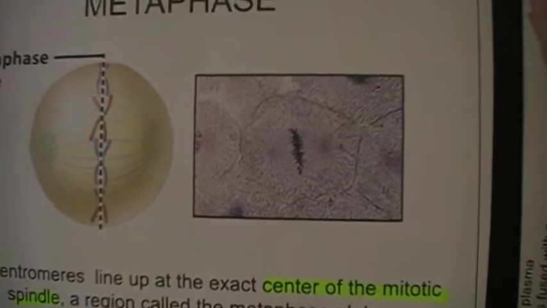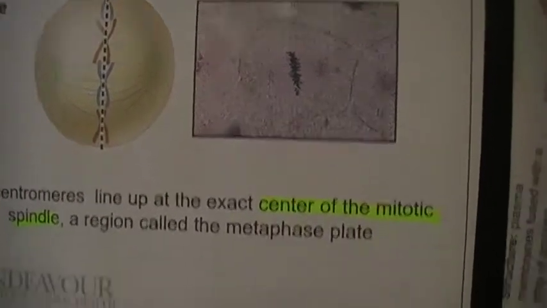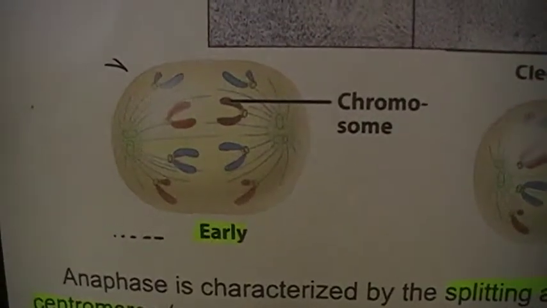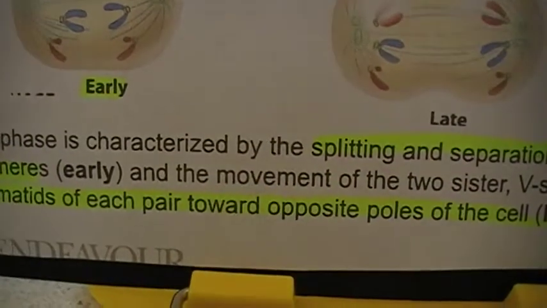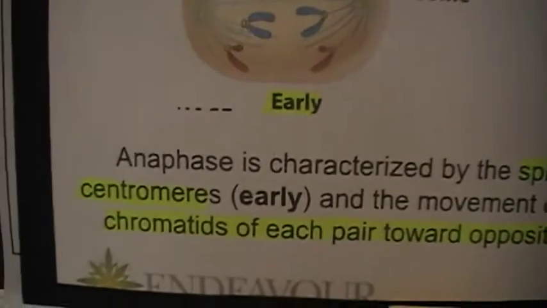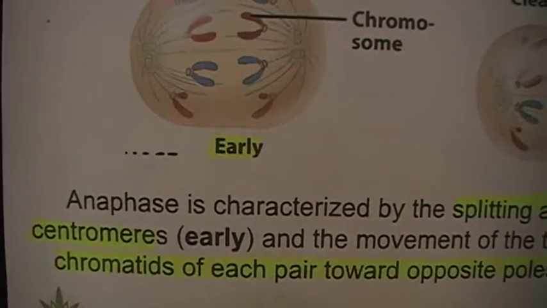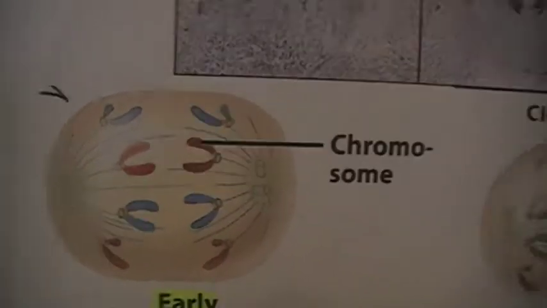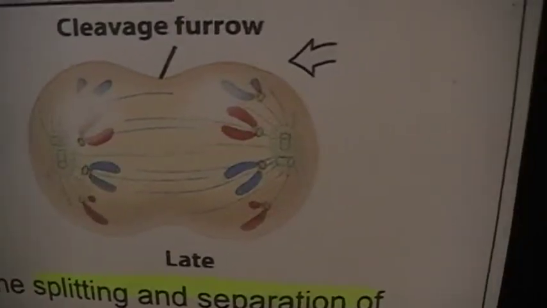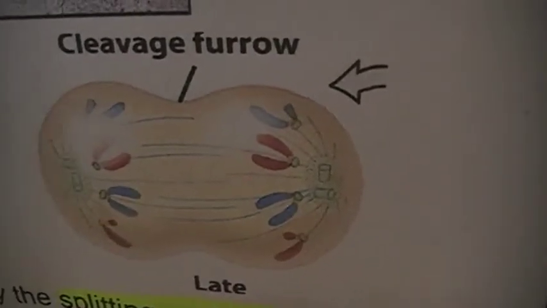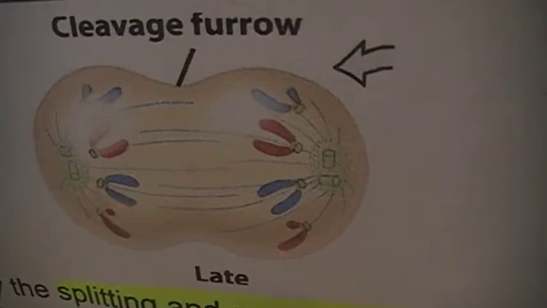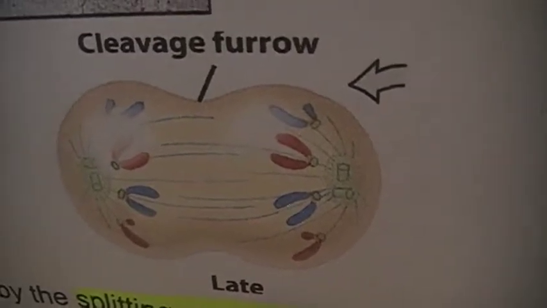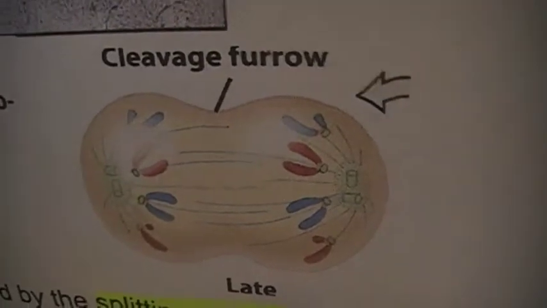PMAT. What's the next phase? Anaphase, early. First thing is that the splitting and separation of centromeres. The late one is movement of the V-shaped chromatids towards opposite poles of the cell, and that is late.